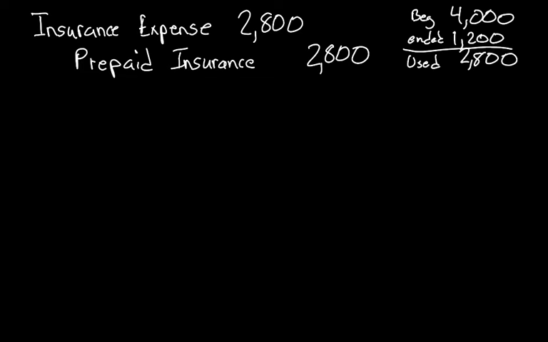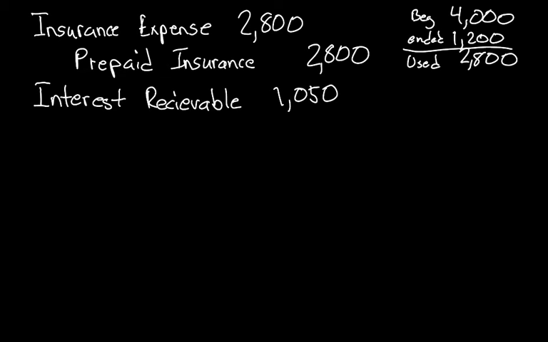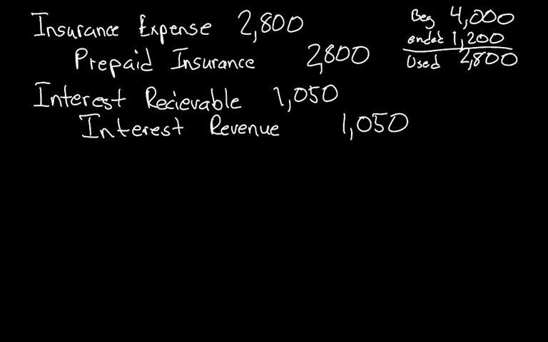So that $1,050, we need to debit an account called interest receivable. That is an asset account. And since the interest we are supposed to receive increased, the interest receivable account will be debited for the $1,050. And we're going to credit an account called interest revenue. Because it's a revenue account and the revenue increased, we're going to credit revenue for $1,050.